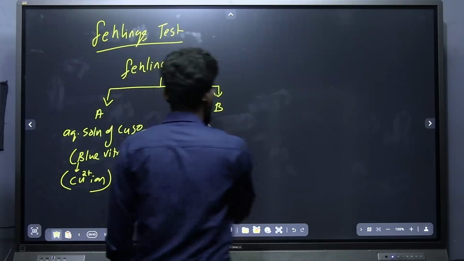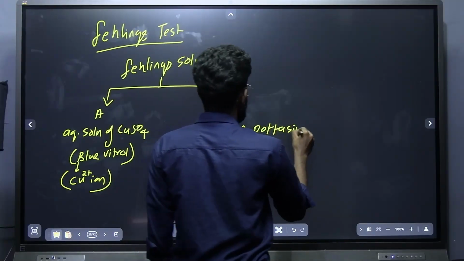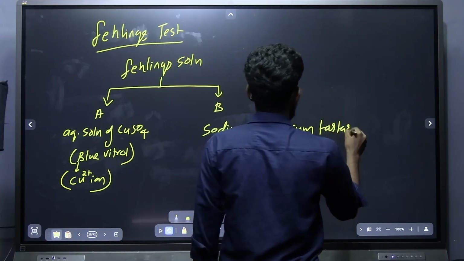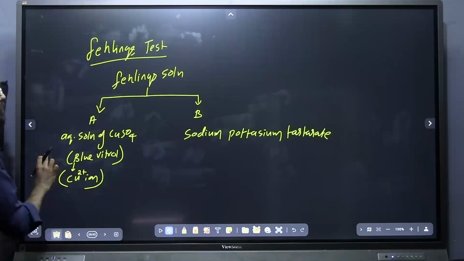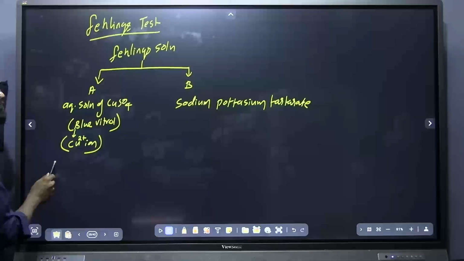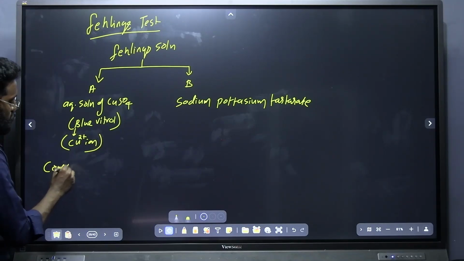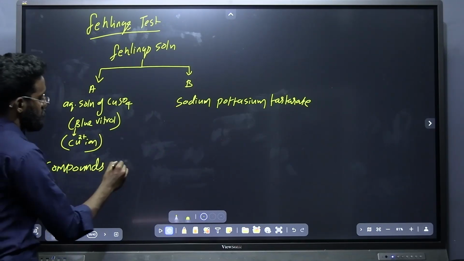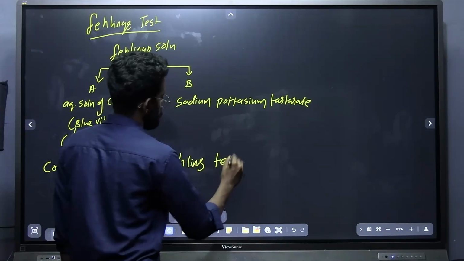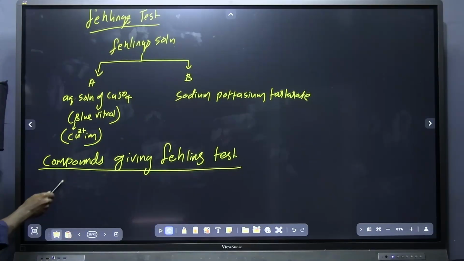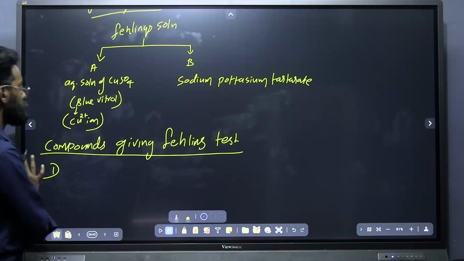And what is Fehling solution B? It is sodium potassium tartrate. Here also same thing. Which are the compounds that are given by Fehling's test? This is Fehling solution A and Fehling solution B. So note down the compounds giving Fehling's test. Just note it down. First one, aldehydes will be giving the Fehling's test and the Tollens test.